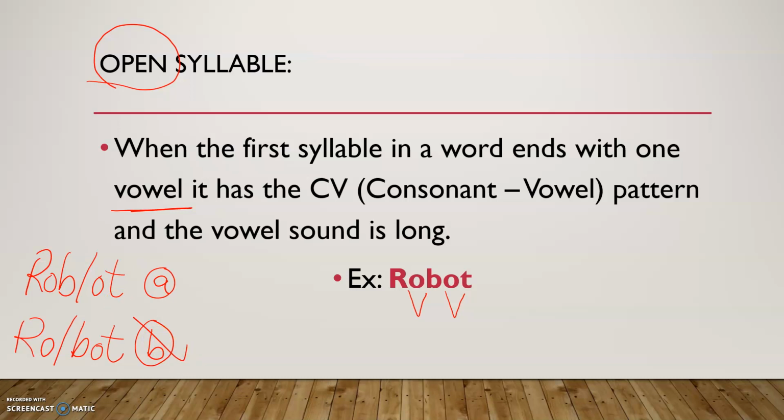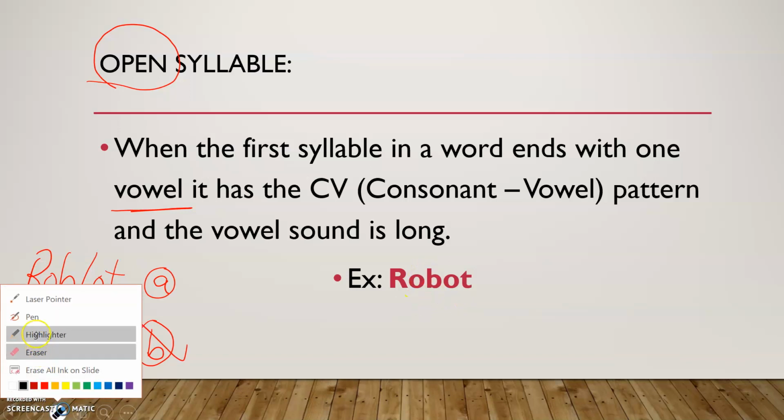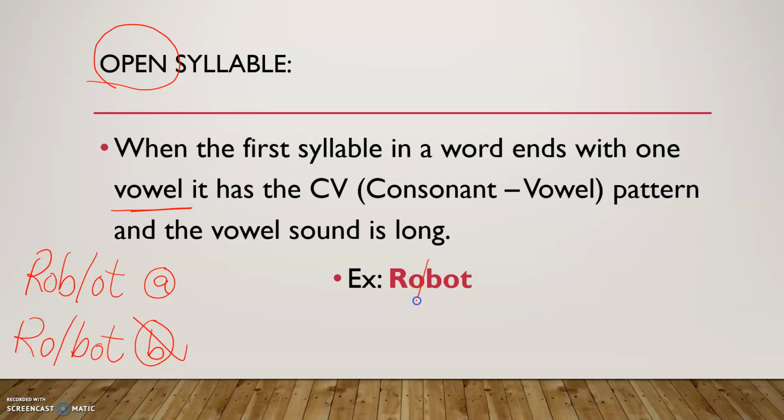Let's look at rowboat. Let's look at the 2 syllables. So we draw the line here. Let me erase it so it will be clearer for you. Let's do this again. So row, boat. Let's look at the first syllable as they said in the definition. The last letter should be a vowel. And yes, it is a vowel. Row, boat. And is it a long sound? Yes, it's a long vowel sound.